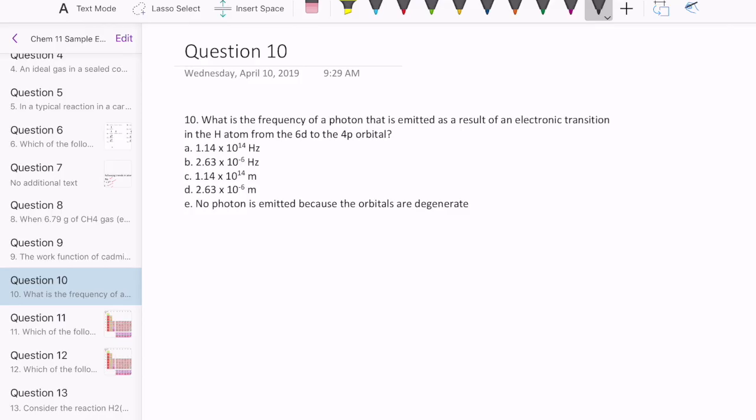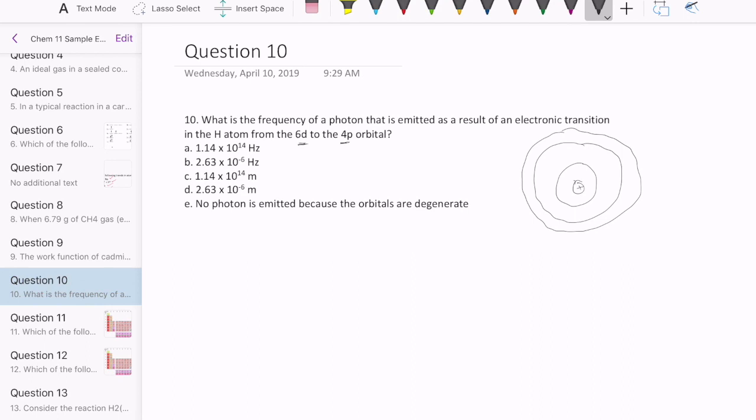Okay, so this is question 10 in sample exam 3 in Chem 11. This question is about electronic transition in the hydrogen atom, which is referring to the concept of the Bohr model, the one electron model, where you have a nucleus in the middle and you have your orbits where the electrons could be found in. And this one specifically is asking about a transition from the 6d orbital to the 4p orbital.